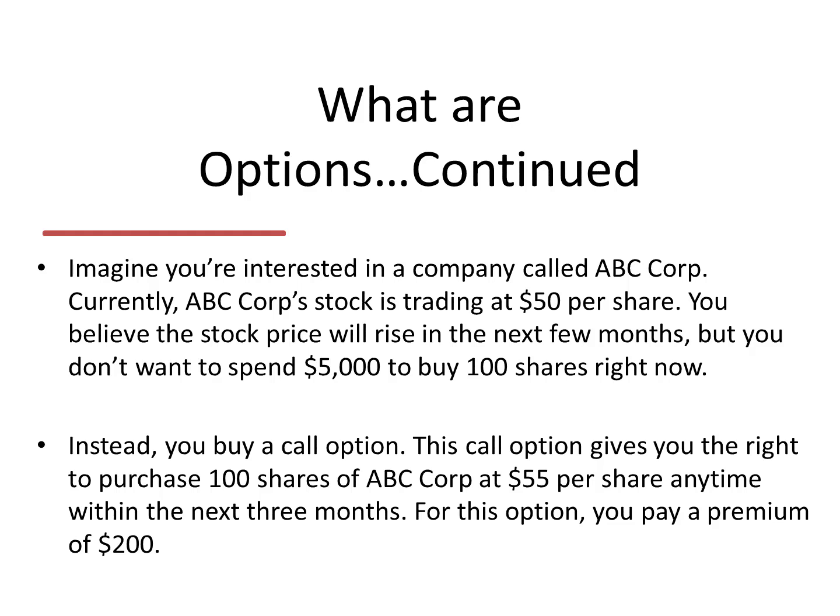Imagine you're interested in a company called ABC Corp. Currently, ABC Corp stock is trading at $50 per share. You believe the stock price will rise in the next few months, but you don't want to spend $5,000 to buy 100 shares right now. Instead, you buy a call option. This call option gives you the right to purchase 100 shares of ABC Corp at $55 per share anytime within the next 3 months. For this option, you pay a premium of $200.